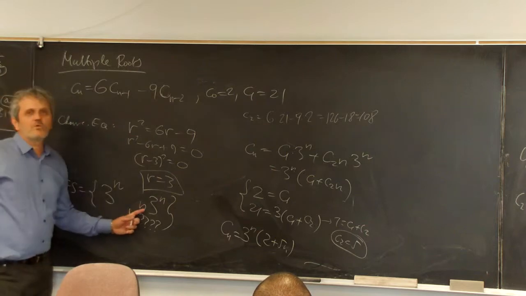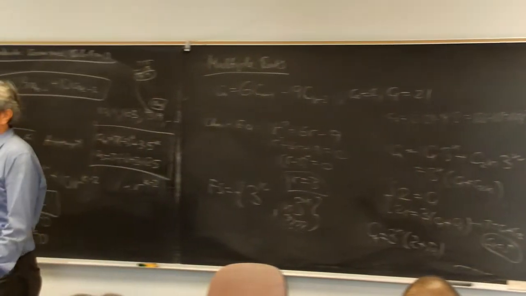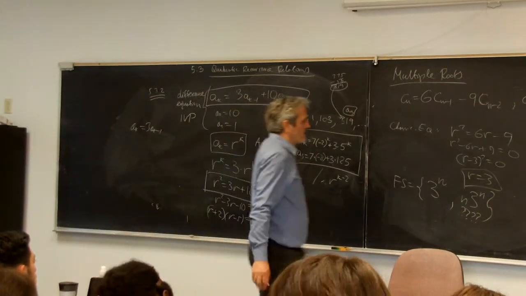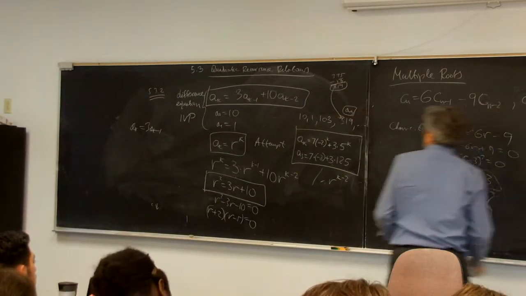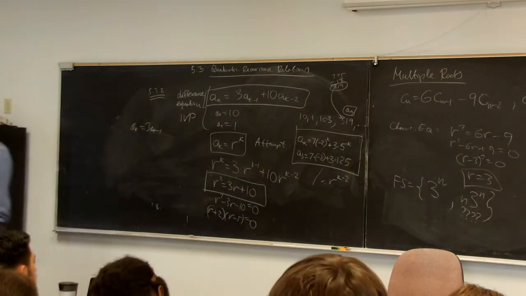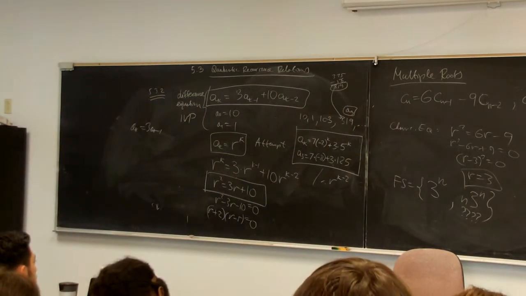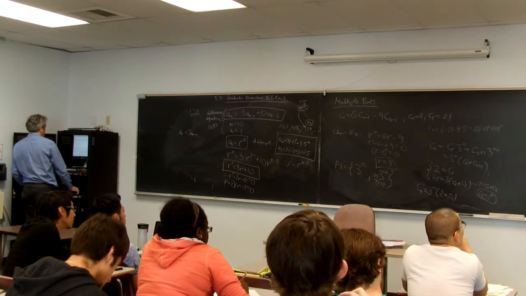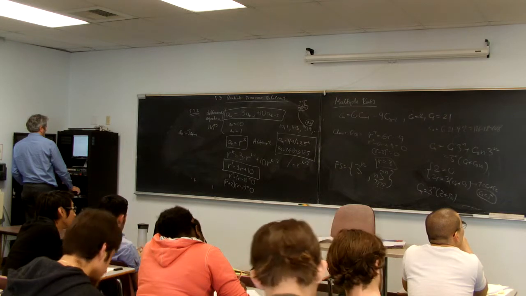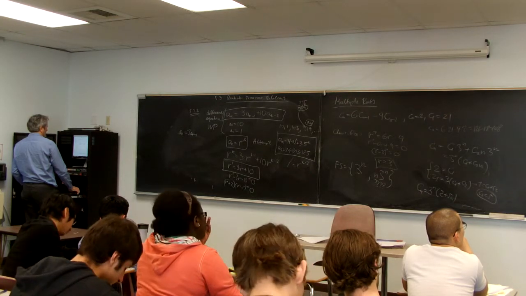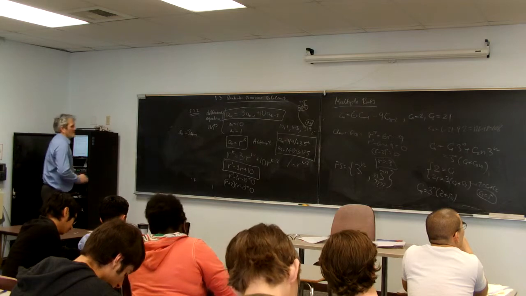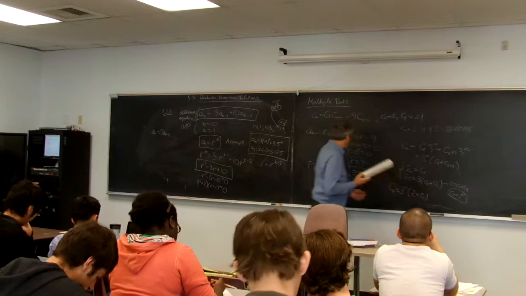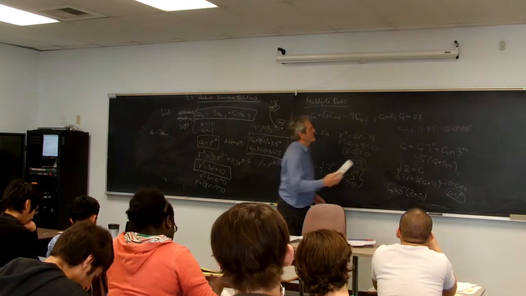So the only question here is why this is also a solution. Why is that in general? Here is the theorem. What is the proof that this n times 3 to the n will also be a solution?